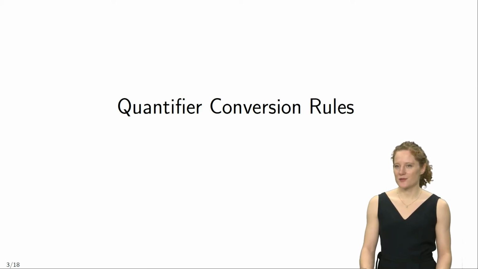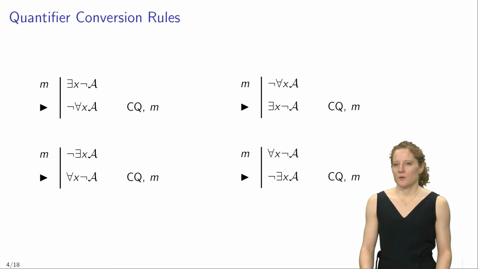Quantifier conversion rules are derived inference rules, meaning that we can prove that these rules are valid using our basic inference rules. We have four different quantifier conversion rules. Each of these rules describes a relationship between existentially quantified sentences and universally quantified sentences.